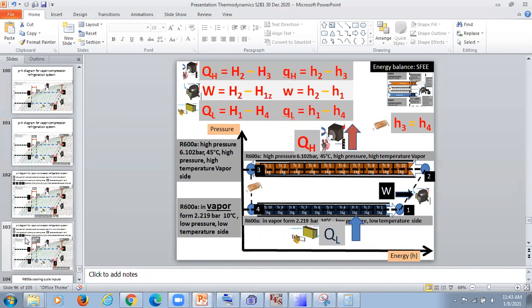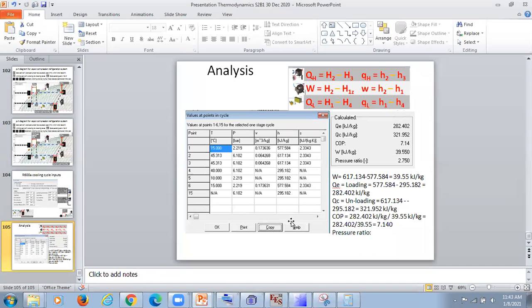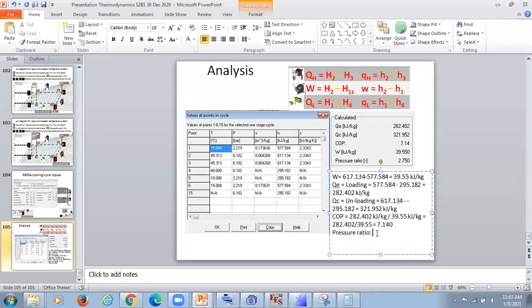Let me see the evaluation here. So 6.102 divided by 2.219, you will have the COP value here. Anyway, it's shown as 7.14. Okay. 6.102 divided by 2.219.